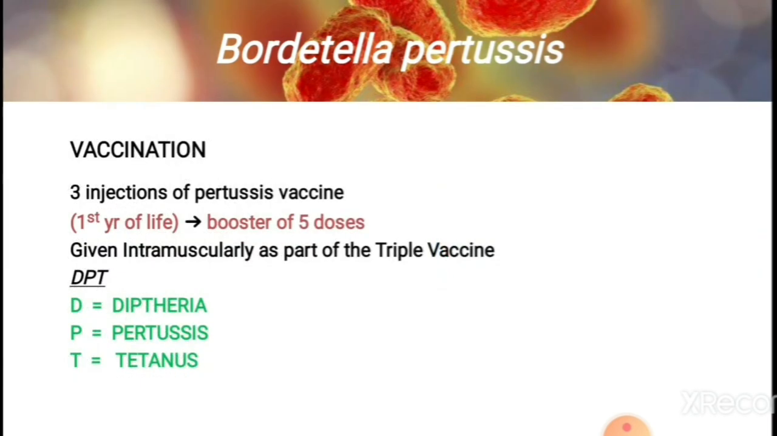Bordetella pertussis, as I have already mentioned from the previous slide, can be used in a vaccine. So the trivalent vaccine, DPT, stands for diphtheria, pertussis, and tetanus. So 3 injections of pertussis vaccine are given to our infants. In the first year of life, you can also have a booster of 5 doses. It will be given intramuscularly as part of the triple vaccine.